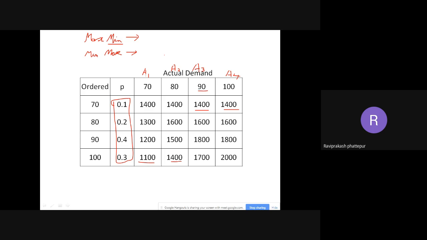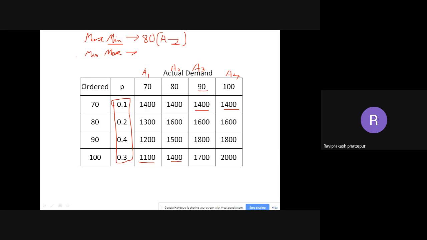Yes, what's the answer? Anyone? Sir, A2. Which one? For maximin? Maximin? A2. Yes, sir. That is 80. Okay, 80 in bracket A2. Others check and tell me whether it is the right answer or not.